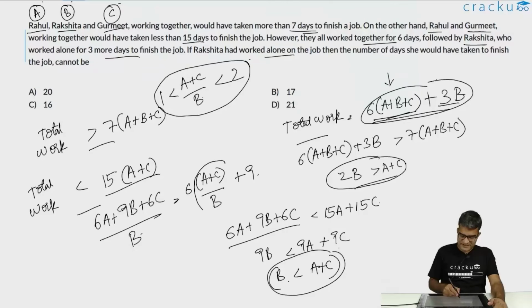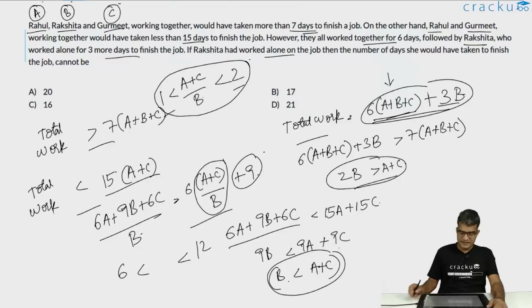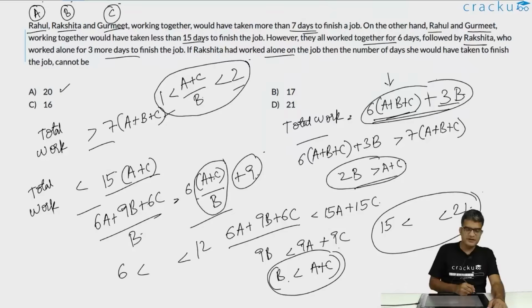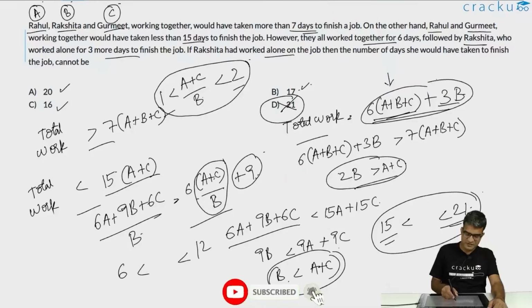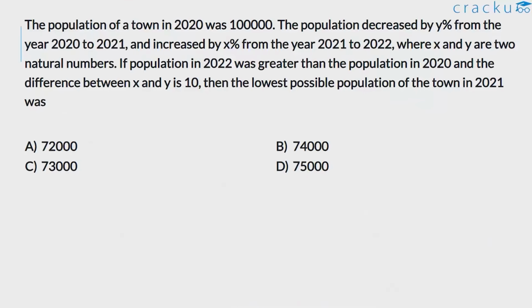We know that (A plus C) divided by B lies between 1 and 2. So 6 times (A plus C) divided by B will lie between 6 and 12. Therefore, if you are adding 9 to it, 6 times (A plus C) divided by B plus 9 will lie between 15 and 21. So it can be 20, it can be 16, it can be 17, it cannot be 21 because it has to be strictly less than 21 and it has to be strictly greater than 15. So the answer for this question is option D, it cannot be 21 days.